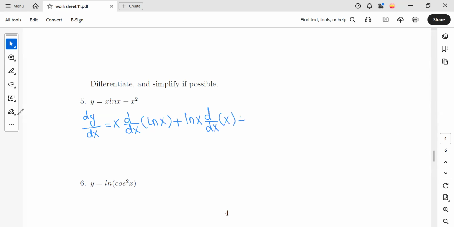minus, we know that the derivative of x squared is 2x. So dy/dx will be x multiplied by, we know that the derivative of ln of x is 1 over x, plus ln of x, and we know the derivative of x with respect to x is 1, minus 2x. Altogether, after simplification, it will be 1 plus ln of x minus 2x.